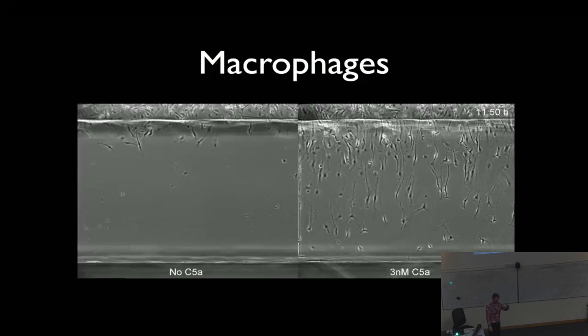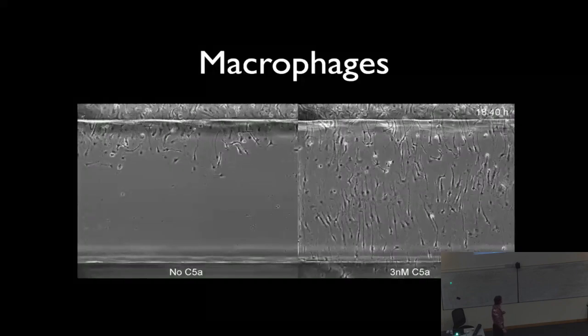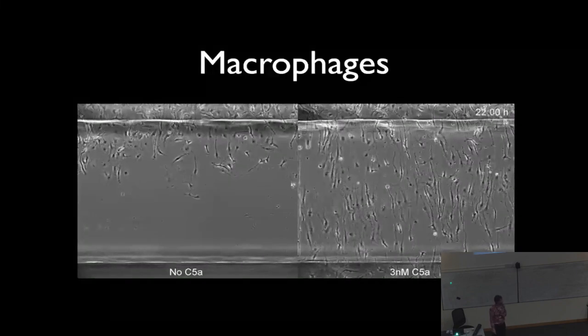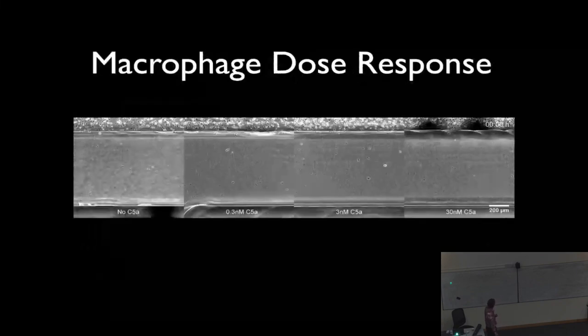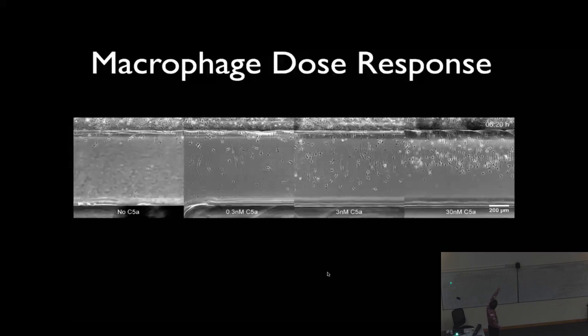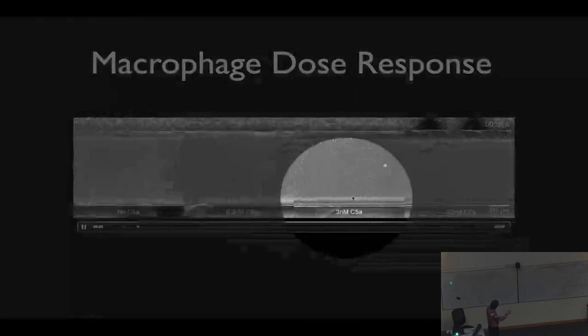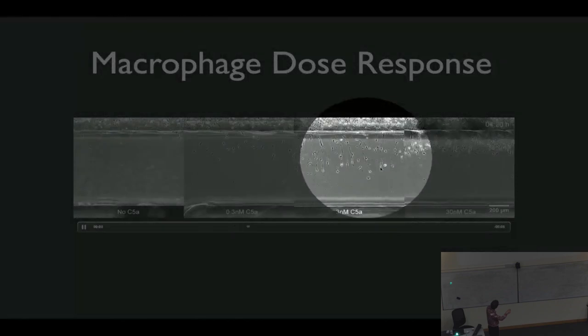Nobody has got macrophages to chemotax this accurately in another experiment. They're just perfect. And if you go and look at the dose response, so if you add different amounts of the chemoattractant everywhere, you see exactly what you would expect to see, which is to say when you have a tiny amount, 0.3 nanomolar, a few cells come out.